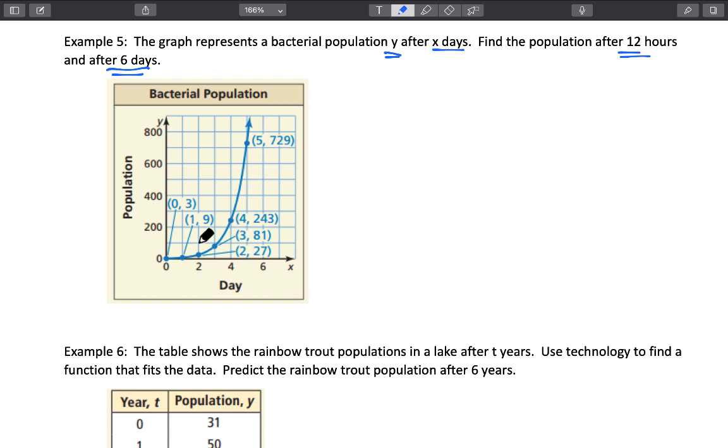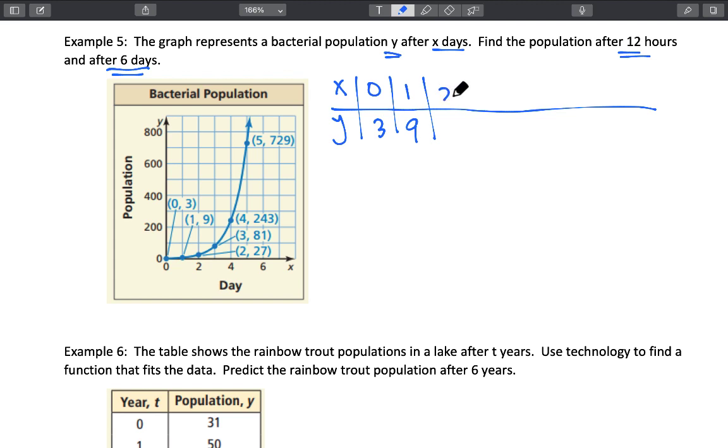So let's see if we can just recognize our pattern of growth by taking a look at some of our y values and our x values. All right, so we're going to lay out our xy table, and we're going to say 0 days, there was 3 bacteria. 1 day, there was 9. 2 days, looks like there was 27. So on and so forth. It looks like we're multiplying by 3 here. So our constant rate of change, or our growth factor b, looks like it's a multiple of 3.